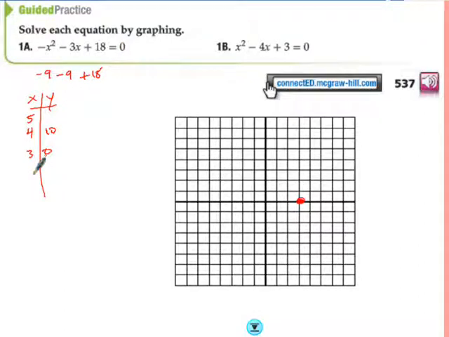Let's try 2 and see what 2 gives us. So that's -4 minus 6 plus 18. So 2 gives me 8. So 2 and 8. Okay. Let's see here. And 4 gave me 10.